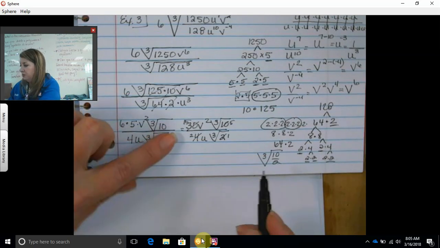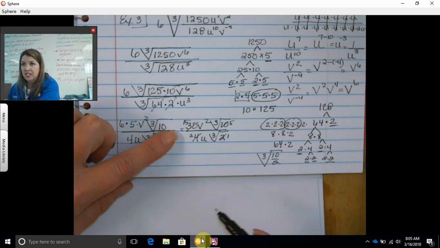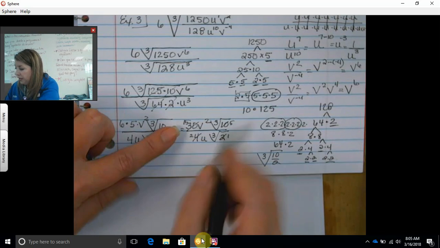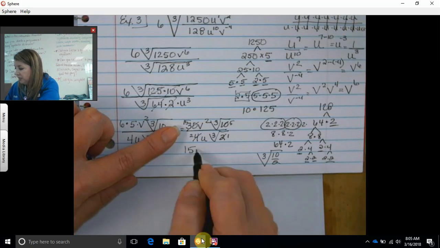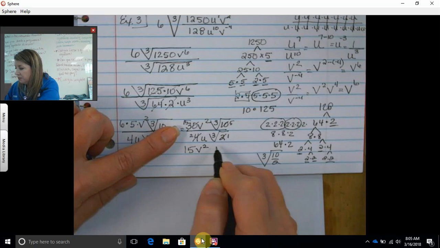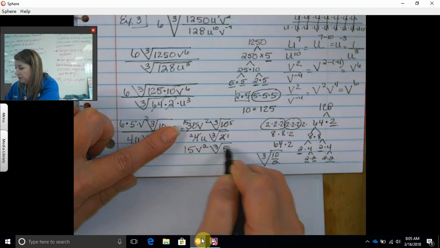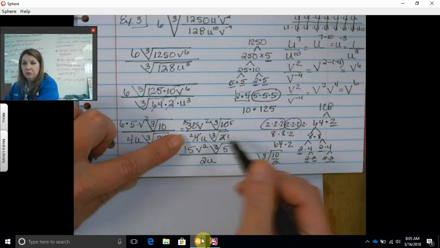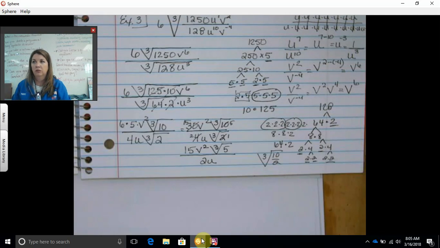So I know this is confusing. I'm not going to give you one this crazy on a test, but I want you to have seen it in case you run across it on ACT, SAT, something like that. So in the numerator we have 15v squared times the cubed root of 5 divided by 2u. And I don't need to put the cubed root of 1 because the cubed root of 1 is 1, because 1 times 1 times 1 is 1. And that is your final answer.